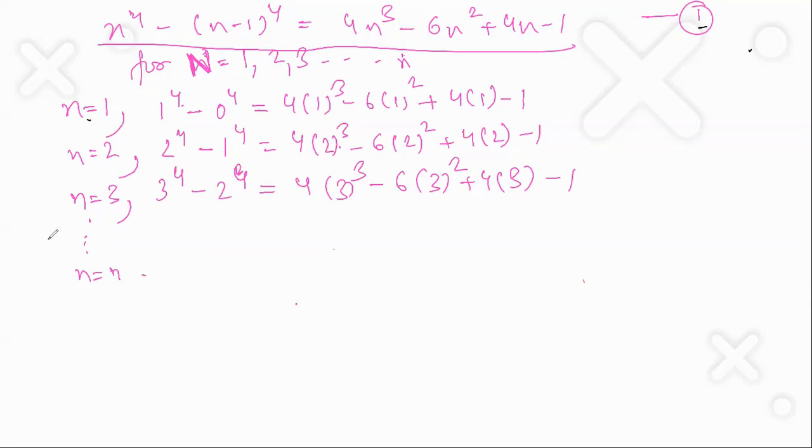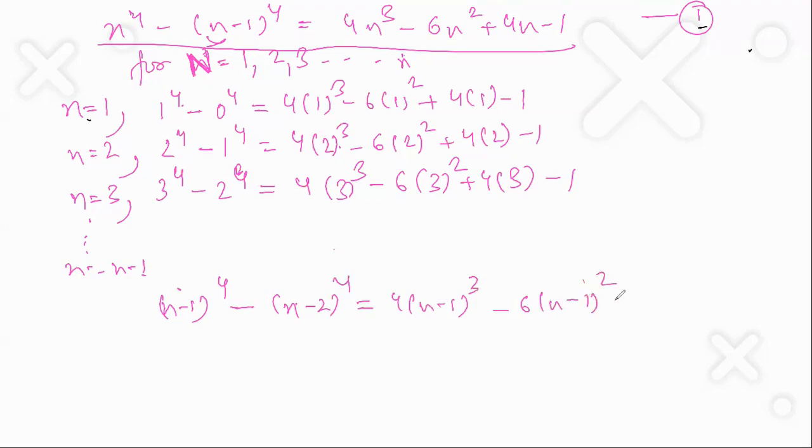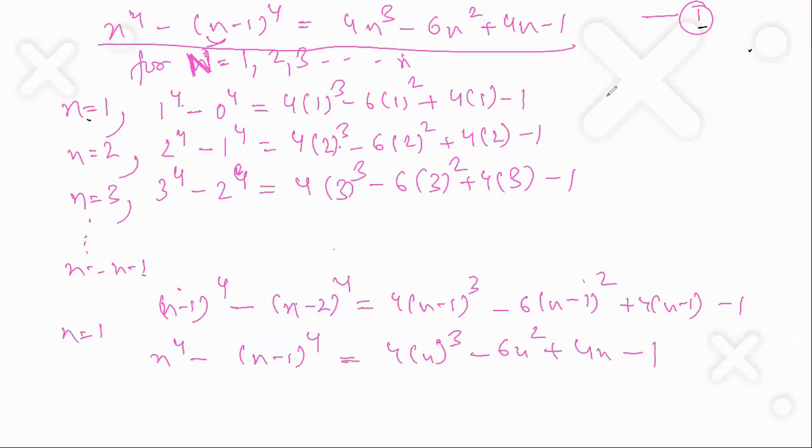Okay, let's write the second last term. Before n, we have n minus 1. So when n is equal to n minus 1, it will be n minus 1 raised to the power 4 minus n minus 2 raised to the power 4. We are putting n as n minus 1, so this will be 4 into n minus 1 cube minus 6 into n minus 1 square plus 4 into n minus 1 minus 1. Last term, when n is equal to n, it will be n raised to the power 4 minus n minus 1 raised to the power 4, equal to 4n cube minus 6n square plus 4n minus 1. Okay, so these are the values.